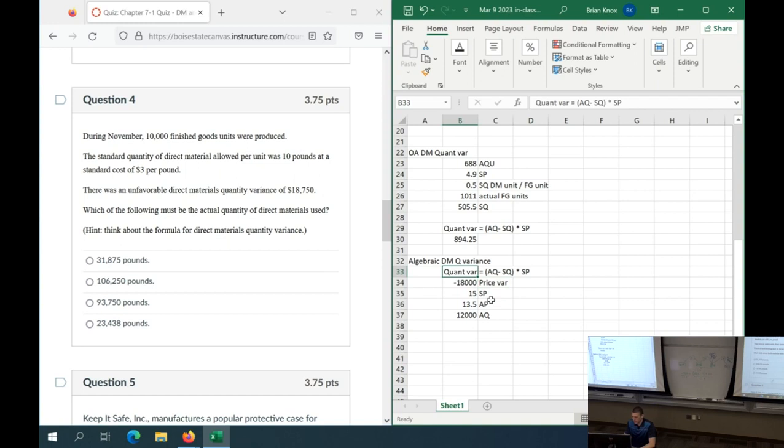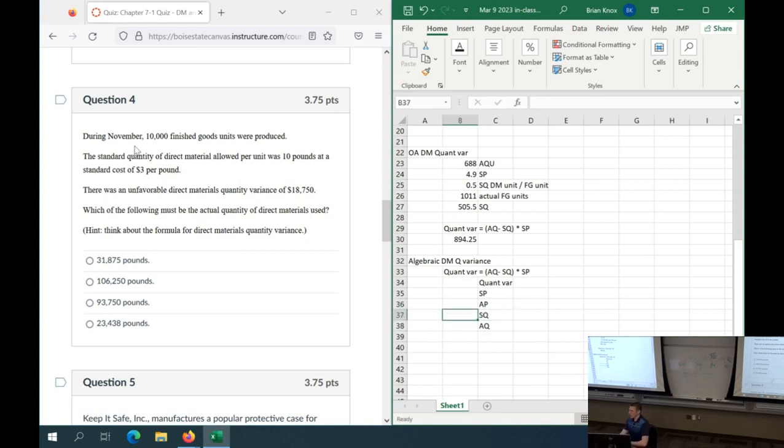But I know I need the quantity variance for direct materials here. Well, the quantity variance in general equation is the same. And I need to figure out actual quantity again. So I'm again going to have to figure out actual quantity. I'll delete all three of these. That's fine. And I'll change this to quantity variance. And I know I'm also going to need standard quantity.